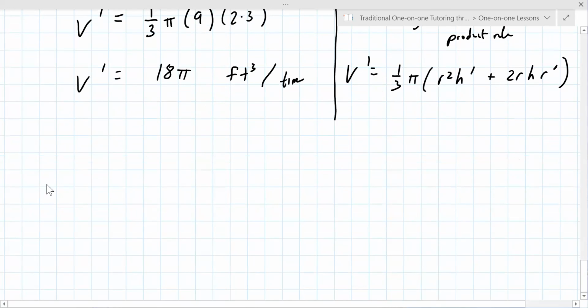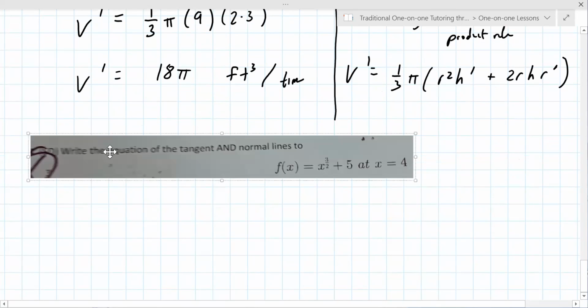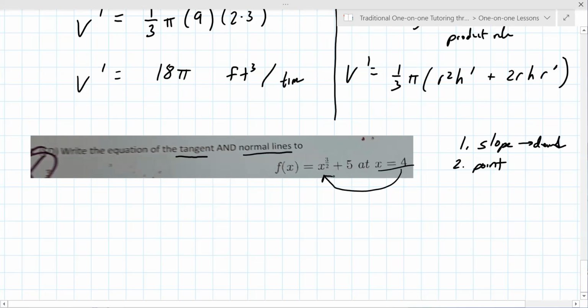Okay, write the equation of the tangent and normal lines to the following. So for a tangent line and normal line, you need a slope, and you generally need a point. Slope comes from the derivative. The point comes from evaluating the function there. So we need to do both.